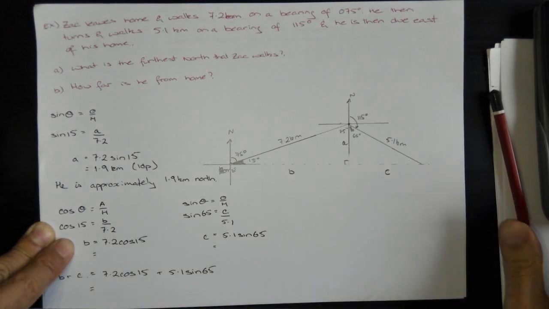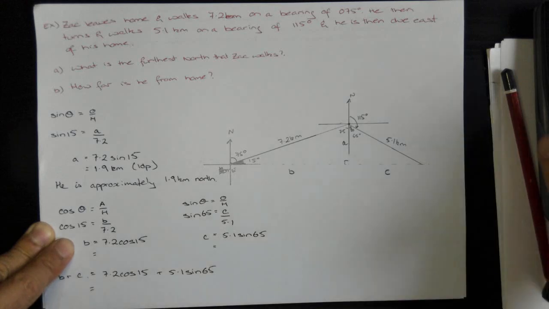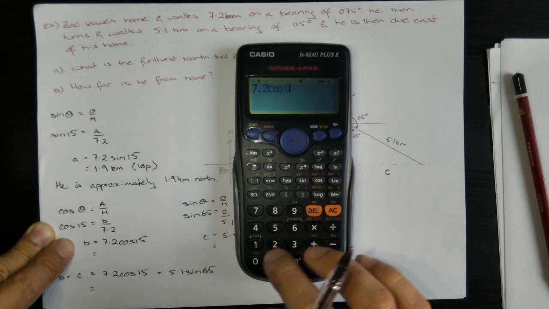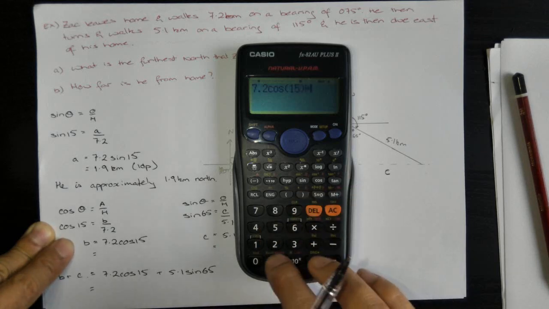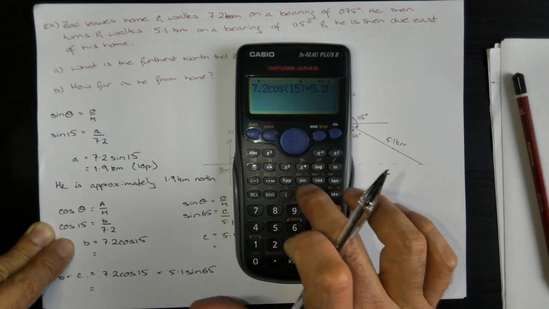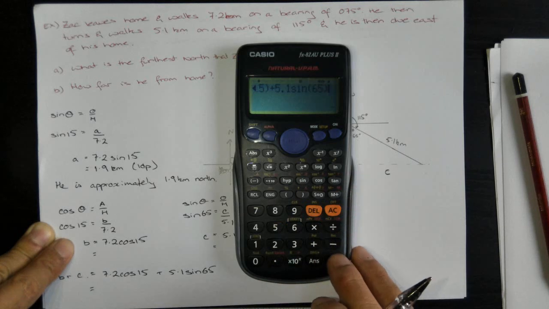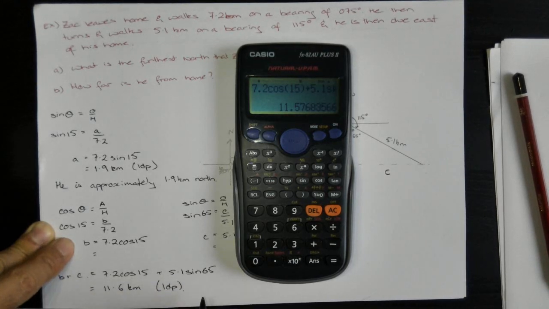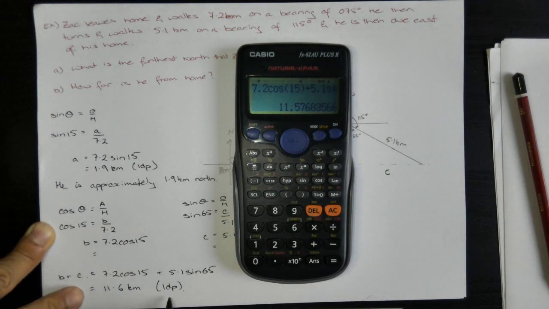And now what I'm going to do is add this combination into my calculator. So 7.2 cos 15 plus 5.1 sine 65 gives me 11.6 kilometers to 1 decimal place. The reason why I do this is so as not to have rounding errors.